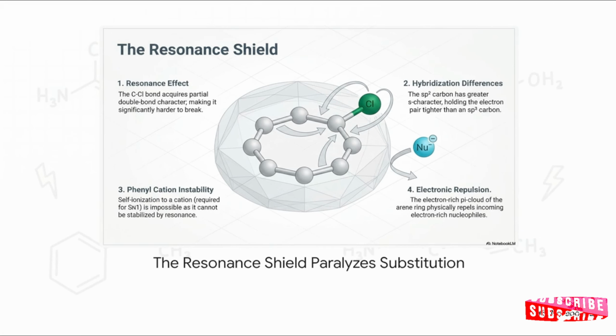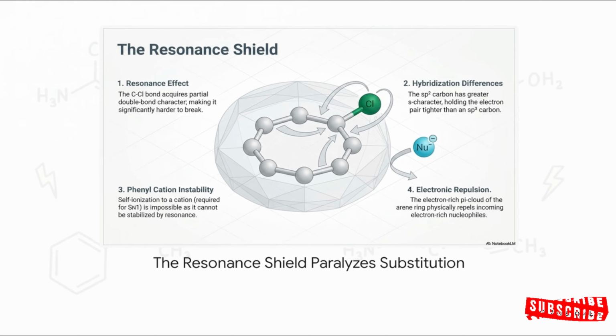So why don't haloarenes undergo nucleophilic substitution easily? Well, there are 4 structural reasons that perfectly paralyze the carbon-chlorine bond. We can think of it as a resonance shield. First, the resonance effect. Lone pairs on the halogen delocalize right into the benzene ring, giving the carbon-chlorine bond partial double bond character, making it physically harder to break.